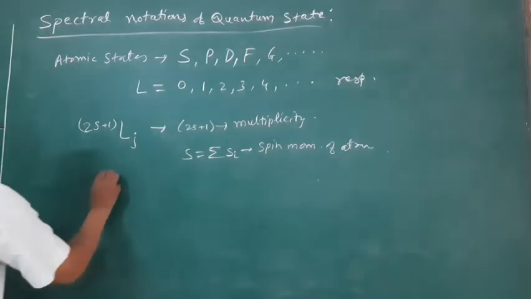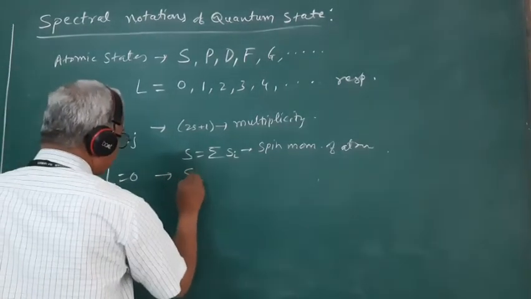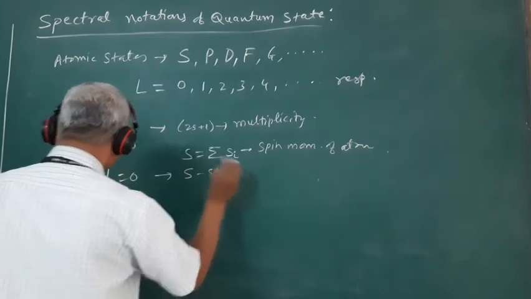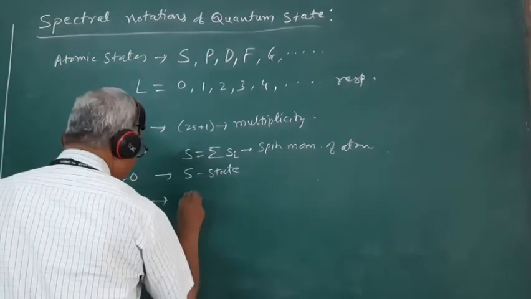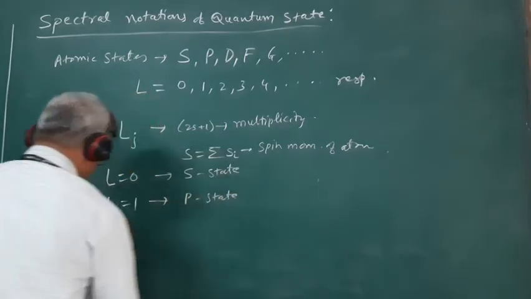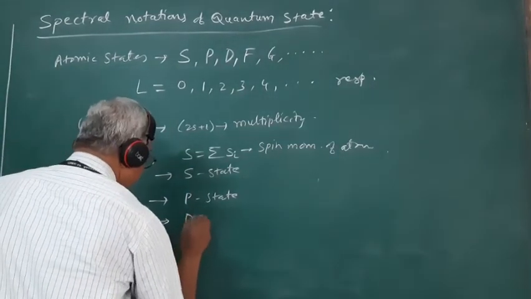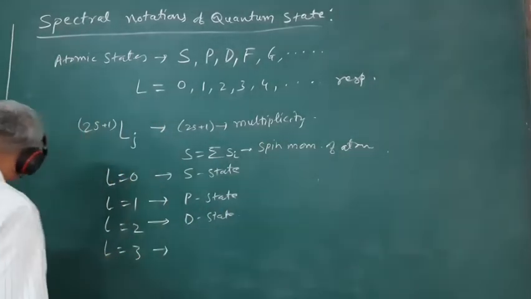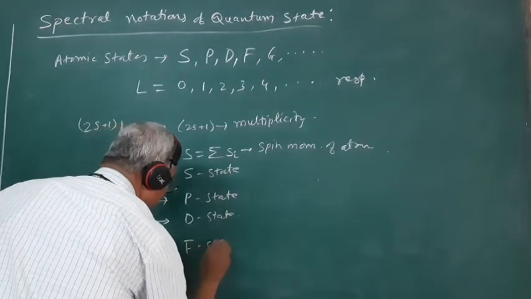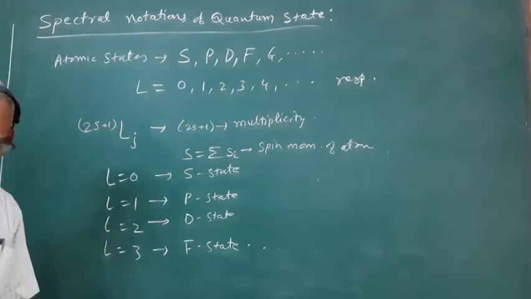So L equal to 0 represents the S state, L equal to 1 represents the P state, L equal to 2 represents the D state, L equal to 3 represents the F state, and so on. That is how we represent the different atomic states of the atom.